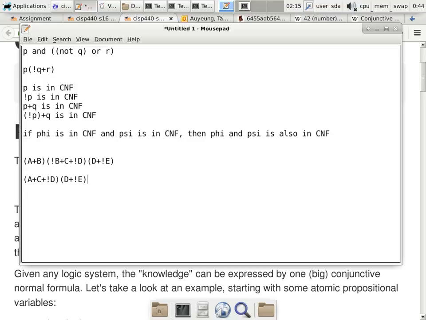Now I can say, one of these terms has a D and the other one has a not D. We can cancel out those two and combine the rest. So now we have A or C or not E. And that's the answer. In the end, what it really means is this infers this. That is the result.